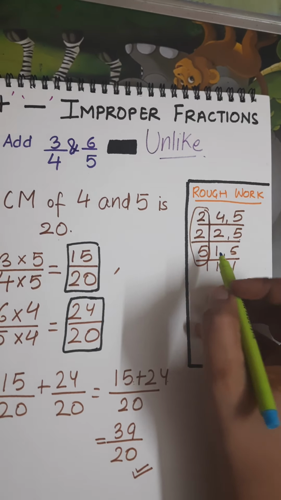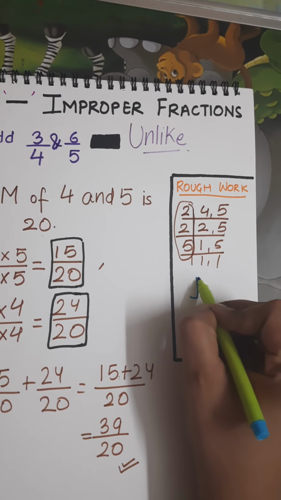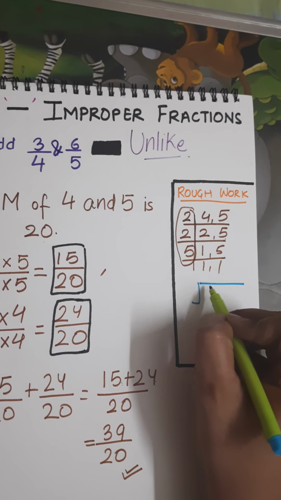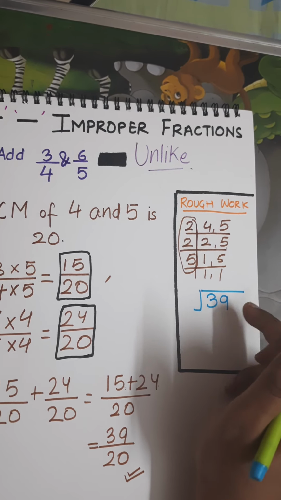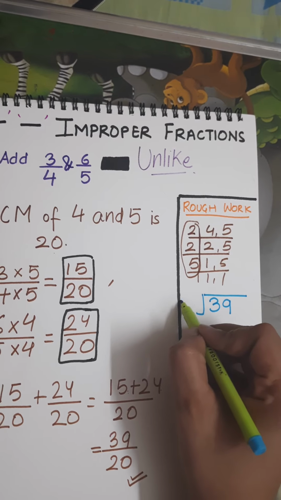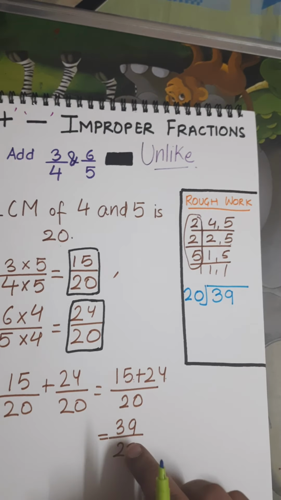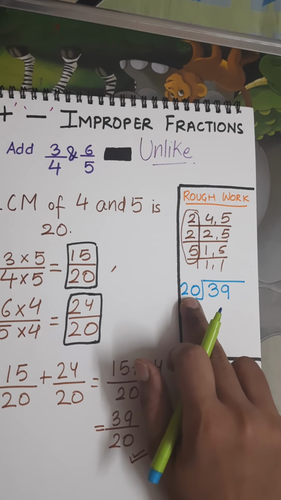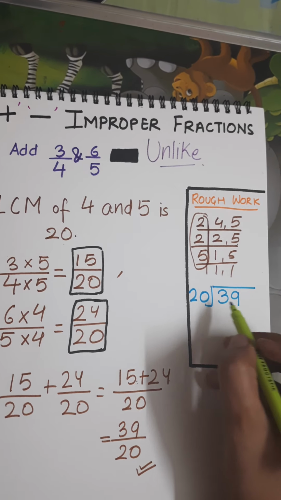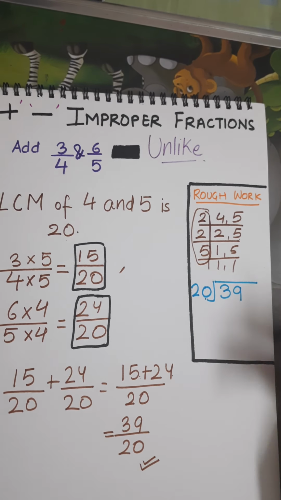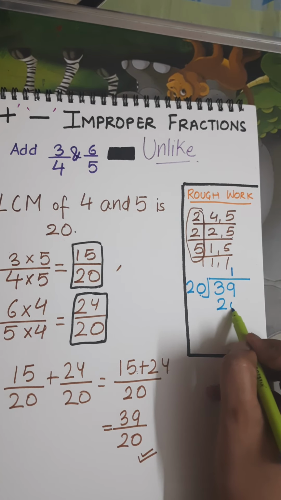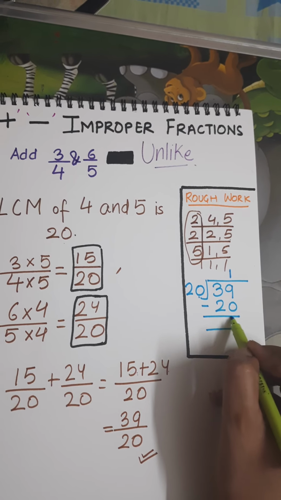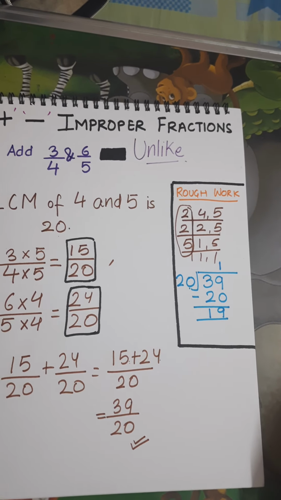So for converting, let's do the rough work. Here I have the dividend as 39. The numerator comes as the dividend over here. Then this is my divisor. The denominator comes as the divisor. And now I have to divide by 20. 2 2s are 40, so I will go for 1. 1 20 is 20. Subtract. I get 19 as my remainder.